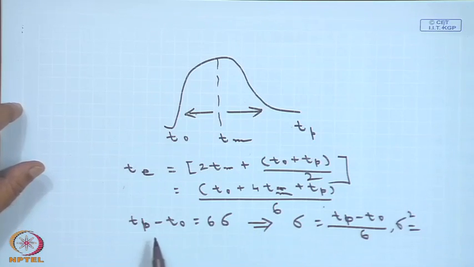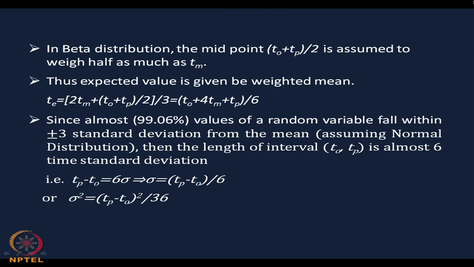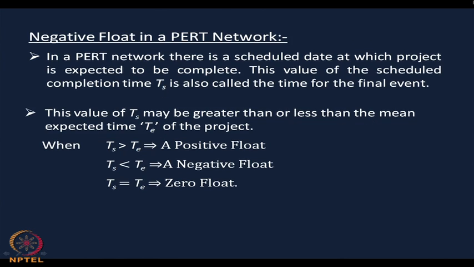So what we want to say from here is that once I know Tp and T0, I can calculate the standard deviation. Tp minus T0 will be equal to 6 sigma, and from there the standard deviation you can calculate. Now, negative float in a PERT network.